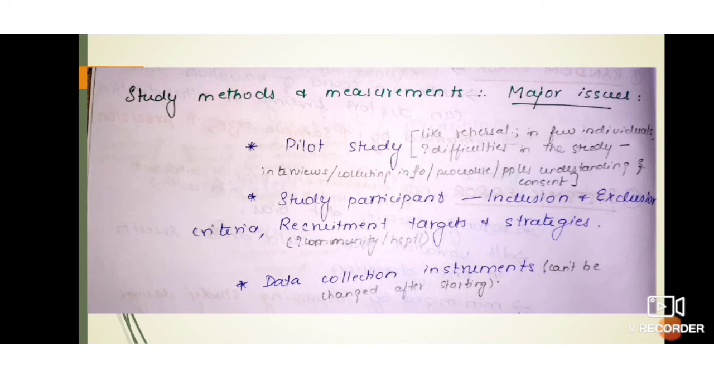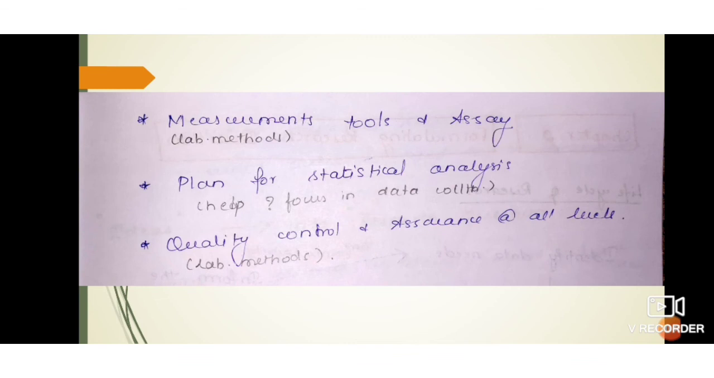And then comes the data collection and instrumentation, which can't be changed after starting, so we have to know it before starting. And then come the measurement tools and assays, which may be laboratory methods. Before starting a research, we should know what methods we'll be using and what the pros and cons of those methods are. And then comes the planning for statistical analysis, which might help us focus on how we should collect the data and how we should reduce bias during data collection. And then comes quality control, for example in laboratory methods, which might be helpful in finally validating our results.